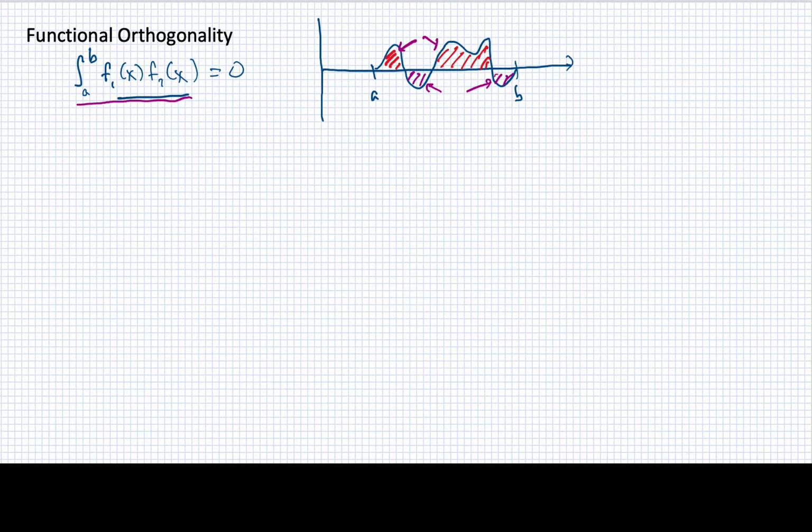All right, so that's what we're looking for. We're looking for a product of functions where we have as much area underneath the x-axis as we have above the x-axis. So let's see what this might look like in a couple of cases.